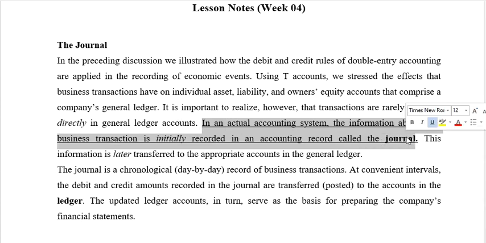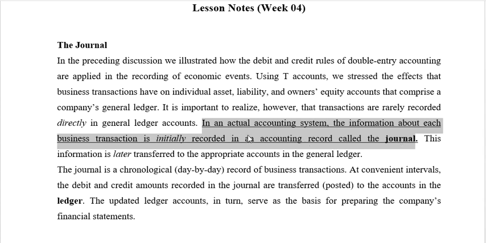Look there carefully. Actually, in the accounting system, the information about each business transaction is initially recorded in an accounting record called the journal. If you talk about the word journal, what is this? If anyone asks you what a journal is, you can simply give an answer.